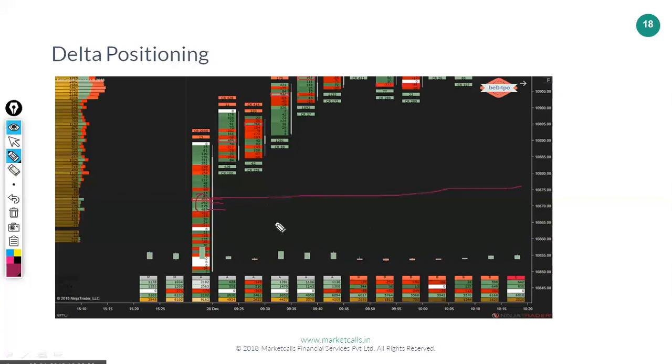So next time when the price comes and revisits and it is bouncing back, that will be your entry point when it comes to delta packet positioning. It shows that interested parties are willing to defend at that price level.